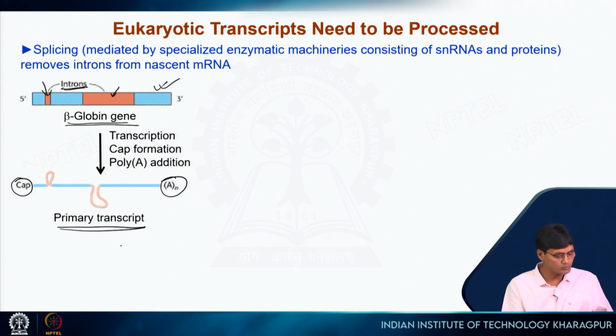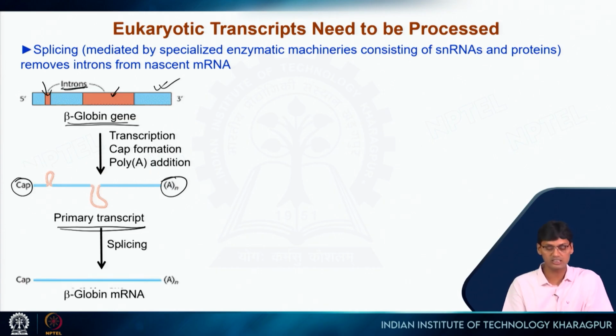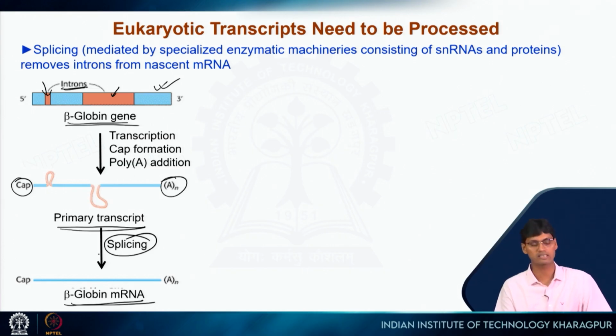So, finally we will get something like this. This is the mature RNA. This is the processed RNA where these introns are removed. This process is called splicing. Splicing is also required for eukaryotic transcript to make the eukaryotic mRNA, and that will be used for the translation in the next step.